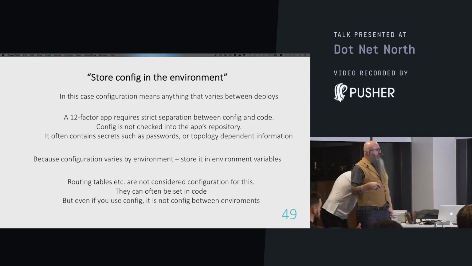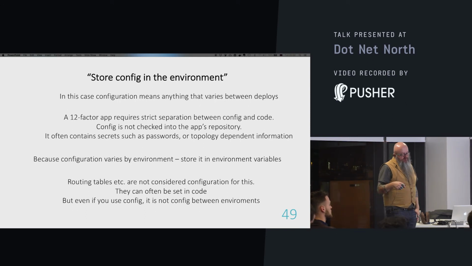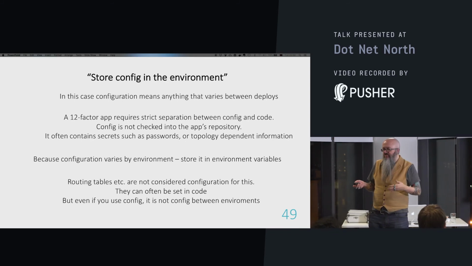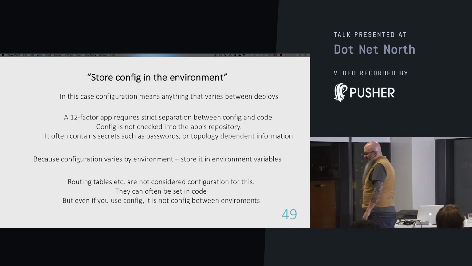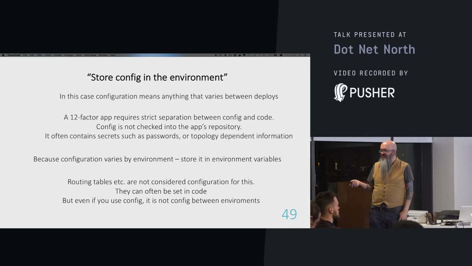Things like a routing table are not considered configuration, right? One of my rules would be: would I normally rebuild the application to deploy this? If I would rebuild the application to deploy this, it doesn't count as configuration, even if I might for some reason store it externally.